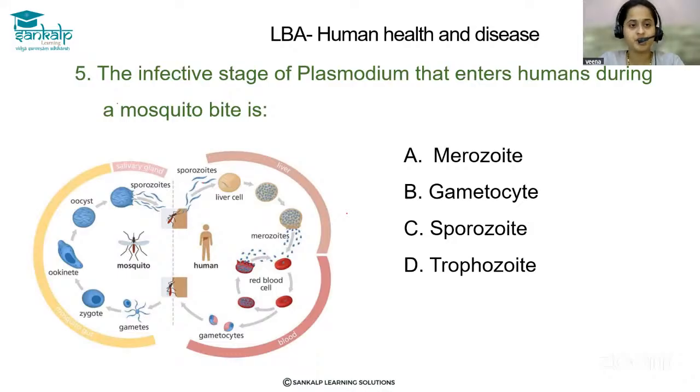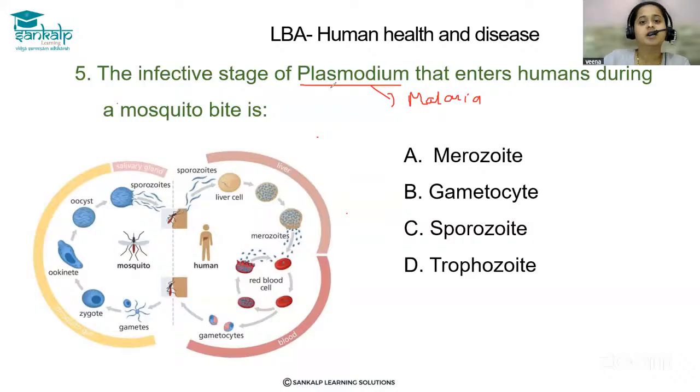Let's solve question 5. The infective stage of Plasmodium that enters humans during a mosquito bite is. So, dear students, this is in the case of Plasmodium vivax, the pathogen causing the disease called malaria, right?